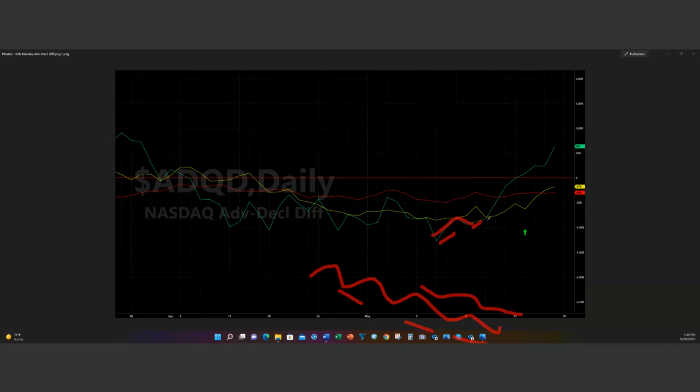And look at it. The green line crossed above the yellow. The green line got above the red. The green line got above the zero line. The yellow line crossed above the red. And look at it, now it's heading to get above the zero line. And we start seeing this yellow line getting above the zero line and the red line pointing up. I'm telling you, the Nasdaq is going to go back probably to those highs of the high of the day of the inverted yield curve.